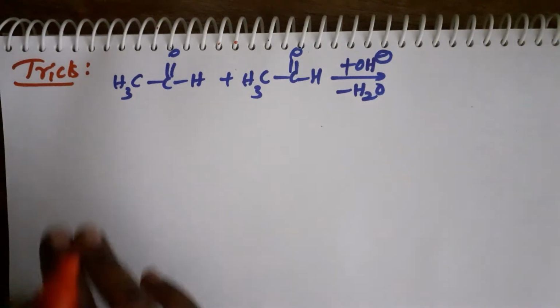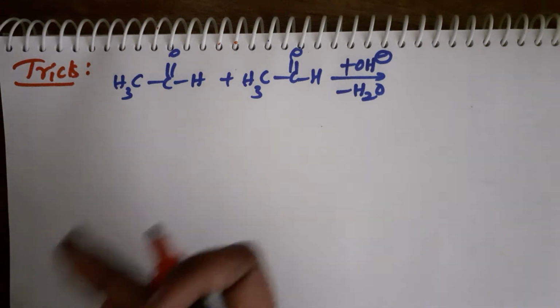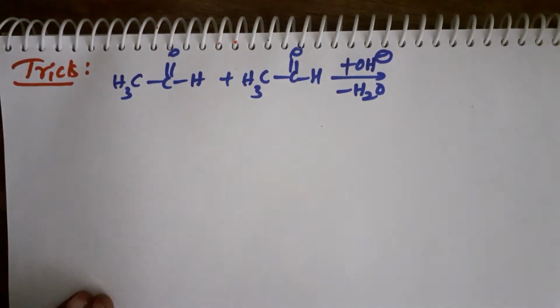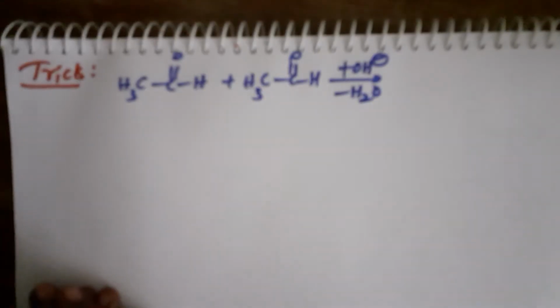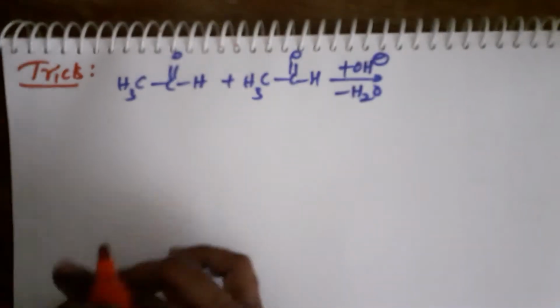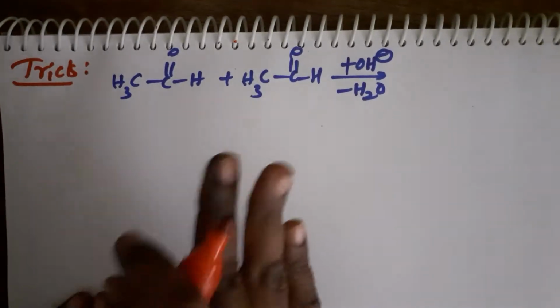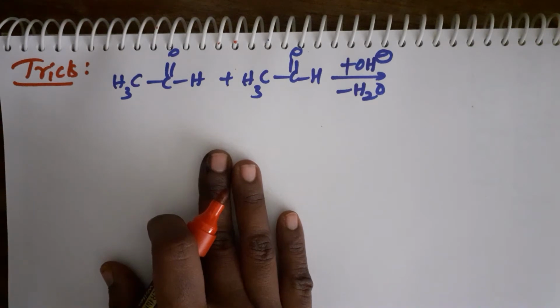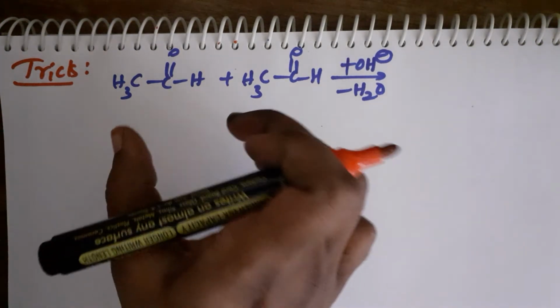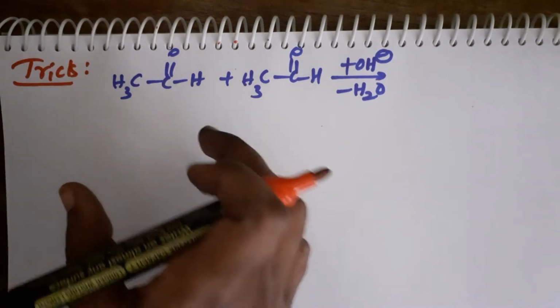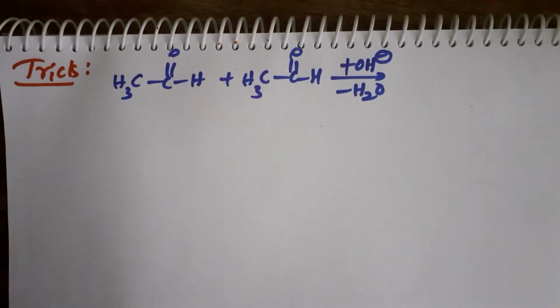See, I will tell you one trick. If you know this trick, you will write the aldol condensation product within a minute. By doing the mechanism, it takes some time, okay. So with this trick you can get the product within a minute, within seconds.